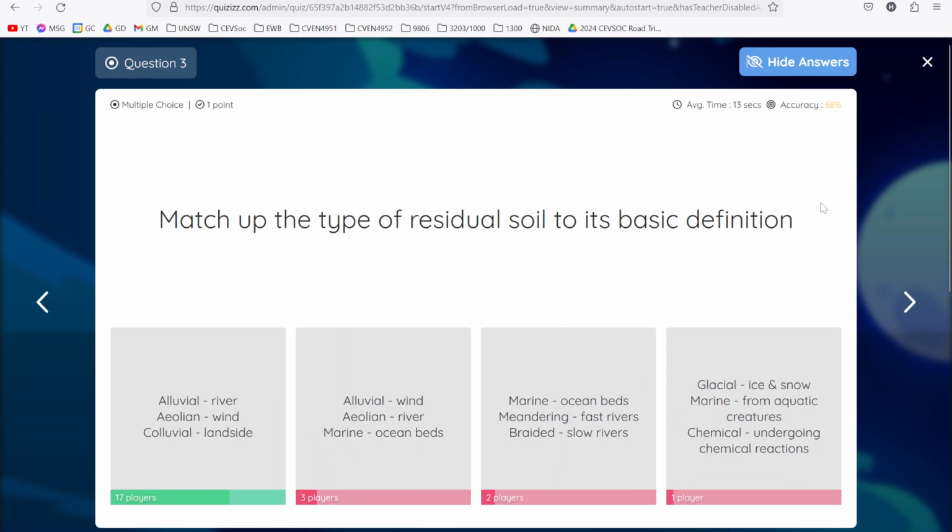And this one's just understanding the words. The first one's the one that's right. In the second one, I switched around alluvial and aeolian, and some of the ones on the right are just complete BS.